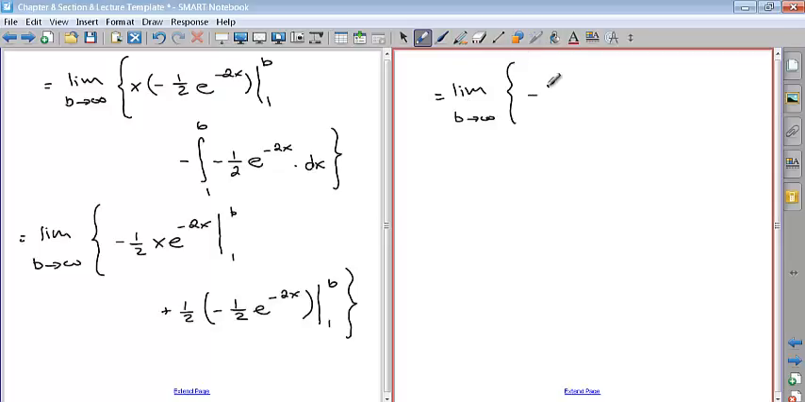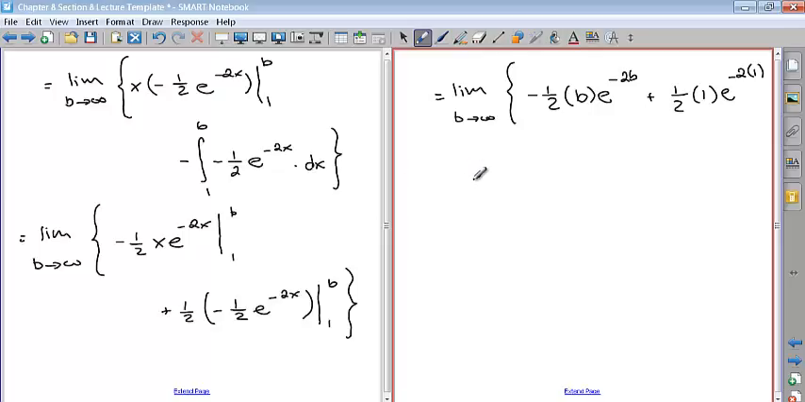So we'll get negative 1/2 times b. For x, we're going to plug in the upper limit, b, e to the minus 2b. And then we're going to subtract this. So we'll have a negative times a negative, so let's make that positive. This will be negative, this is positive. You get 1/2 times 1 times e to the minus 2 times 1. So that's that one done.